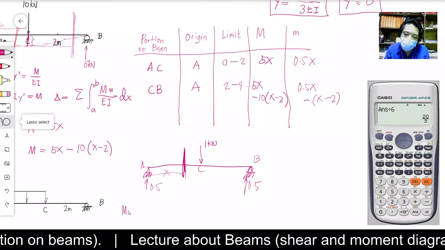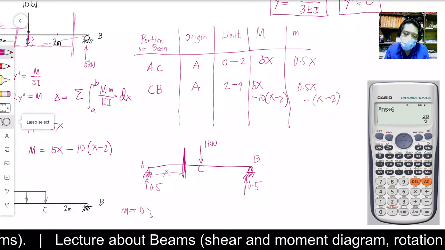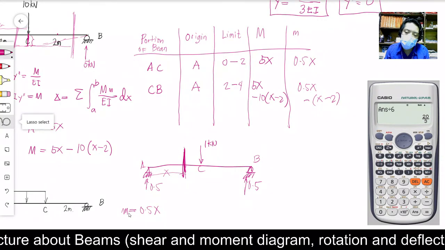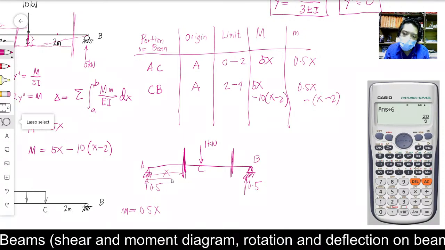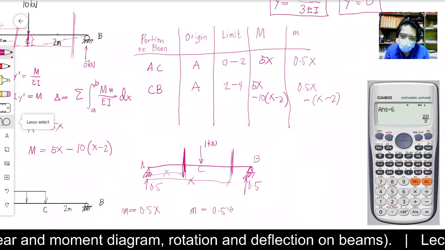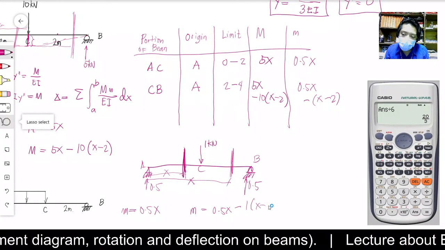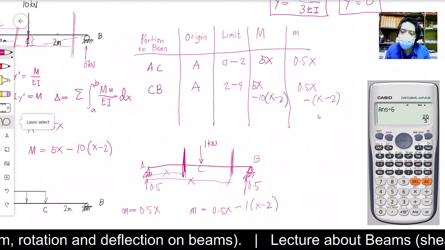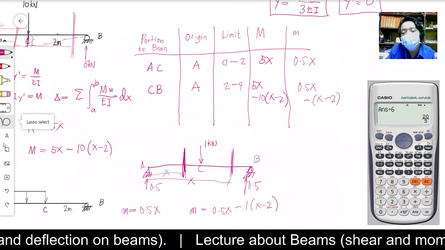So your moment, small letter m, this is denoted by small letter m because this is due to the virtual load. Your moment is equal to 0.5x. This is the unit load. The cutting plane. So your moment here is the 0.5x. Sa sunod naman, as segment CB, magpapasok yung cutting plane din hi. And this distance is x. So this will be your moment naman, this is equal to 0.5x minus 1 times x minus 2. So that is 0.5x minus x minus 2. That's why we have here. So that's how you solve for the moment equation pa lang yan.